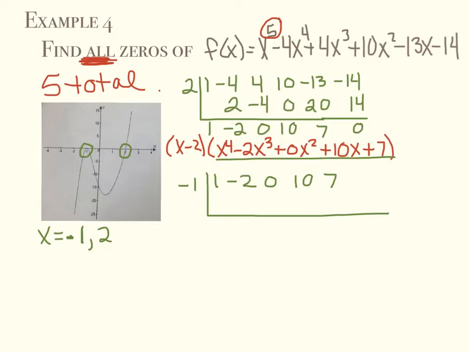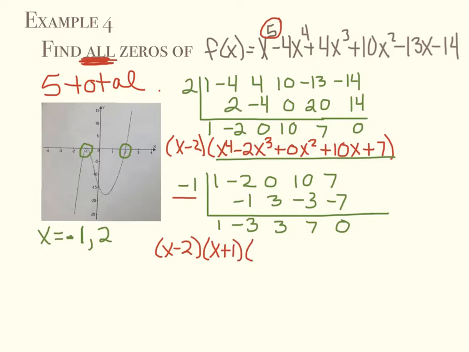All right, so we're going to bring down the 1 times -1 is -1, minus 2 is -3, times -1 is 3, plus 0 is 3, -3, 7, -7, 0. That confirms it works. It tells us we have x minus 2 we had already. We have an x plus 1 for that. And then we have down another power would be 1x to the third minus 3x squared plus 3x plus 7.